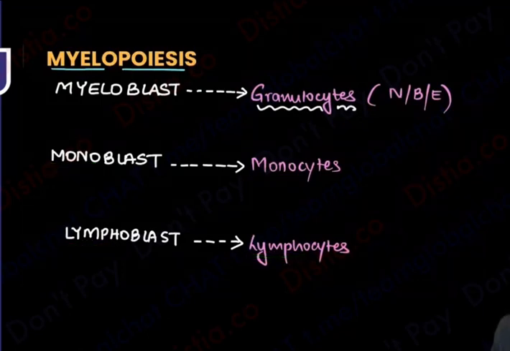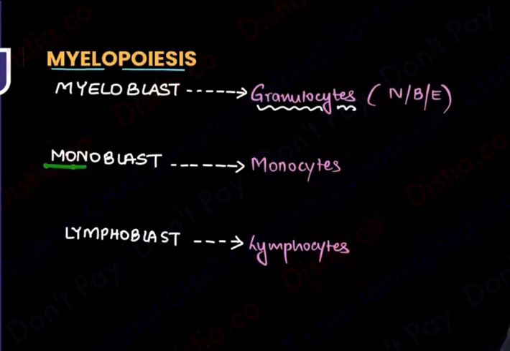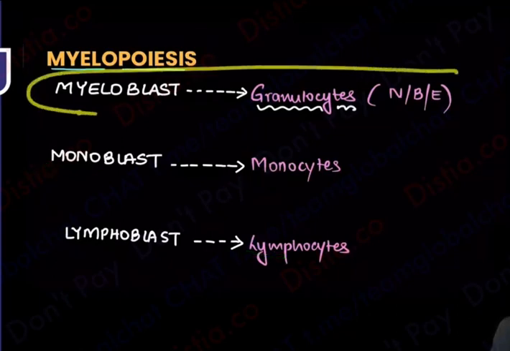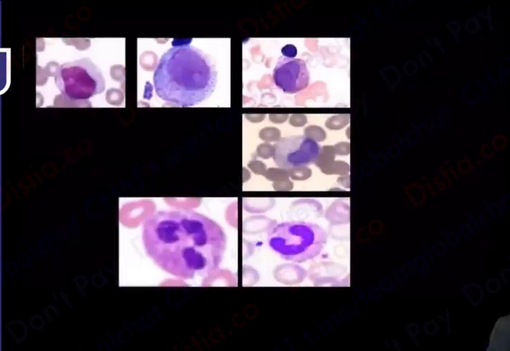Sorted? Let's move forward. Now, I am not interested in the detailing of these two. This I've learnt as it is. Monoblast will give rise to monocyte, lymphoblast will give rise to lymphocyte. Sorted. But this part of the story I want to concentrate on: how a myeloblast is giving rise to a granulocyte. So for that, you will all have to study one series of diagrams with me.